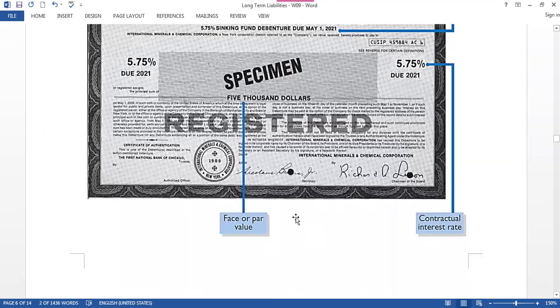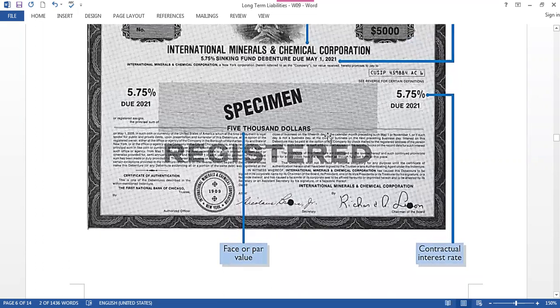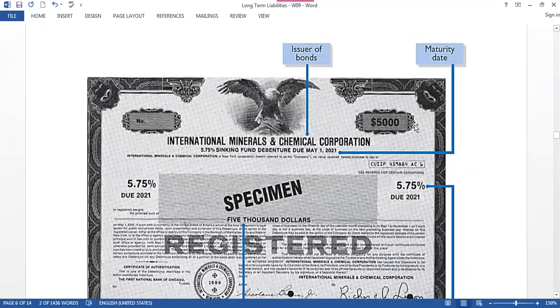And what is the face amount of the bond? The face amount of the bond is $5,000. And this is a contractual interest rate.